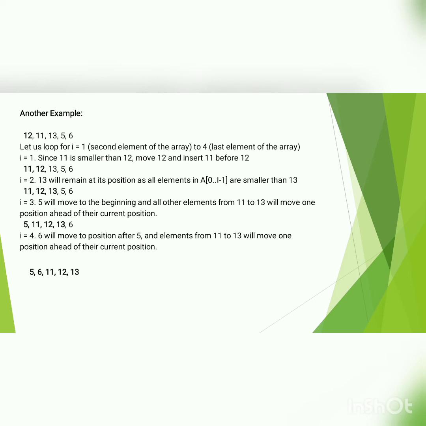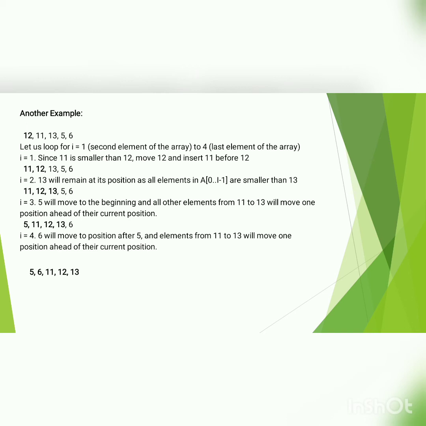Now we are incrementing i, so i becomes 2. a of 2 is 13, a of 1 is 12, a of 0 is 11. 13 will remain at its position as all the elements in a of 0 and a of 1 are smaller than 13. So now the array becomes 11, 12, 13, 5, 6.